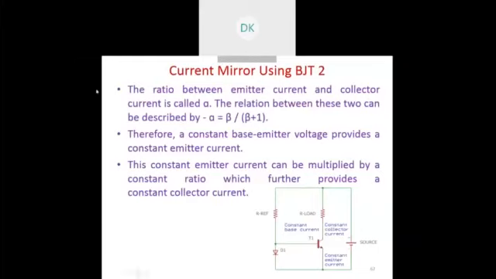Now the question is, how to provide a constant voltage across the base emitter junction of a BJT? I am using a diode called D1 in forward bias mode. When a diode is applied across the base emitter junction in forward bias mode, the base voltage is found to be constant, the emitter current will be constant, and thereupon the collector current will be constant. You know the relation between IC and IB: IC equals beta IB, and IC is approximately equal to IE, where IE is the emitter current.